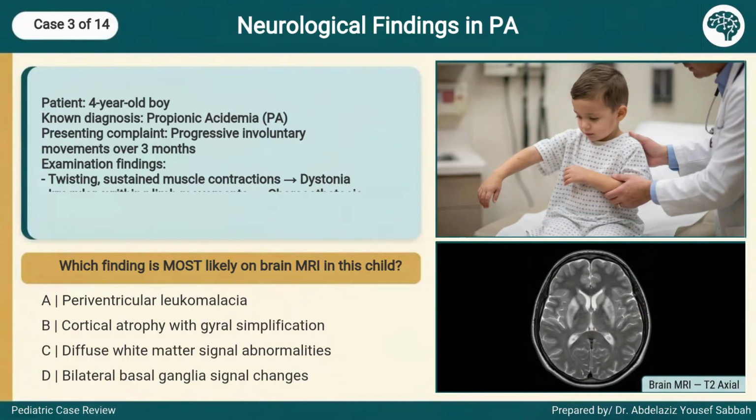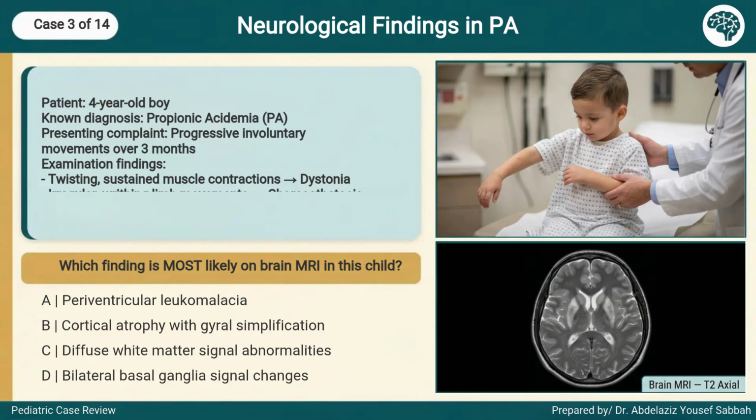Case 3. A 4-year-old boy with known propionic acidemia presents with progressive involuntary movements over 3 months. Examination findings include twisting, sustained muscle contractions consistent with dystonia, irregular writhing limb movements consistent with choreoathetosis, mild cognitive regression noted by parents, and no acute metabolic crisis currently. Which finding is most likely on brain magnetic resonance imaging in this child?